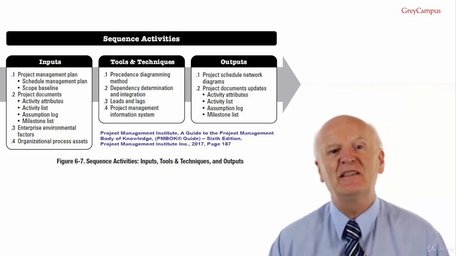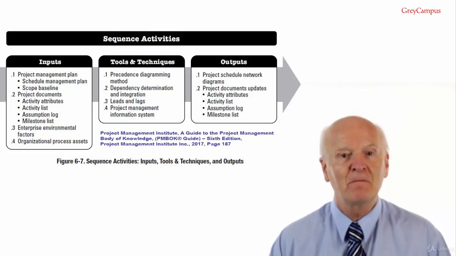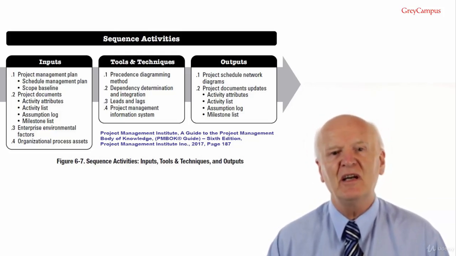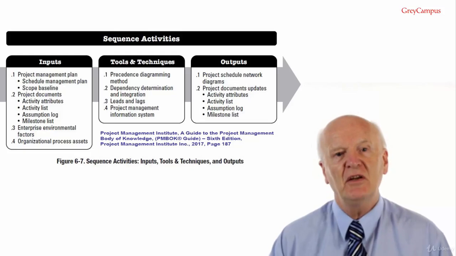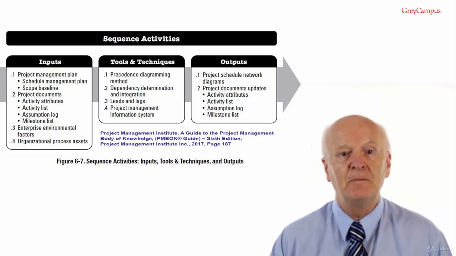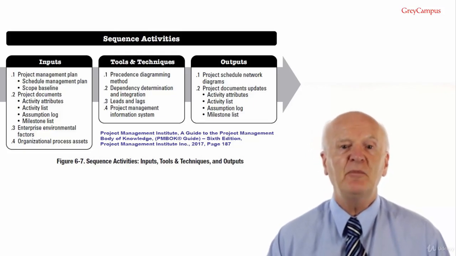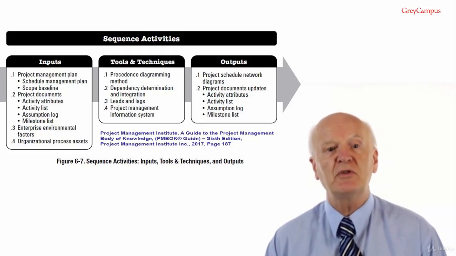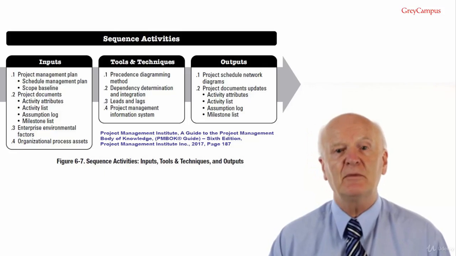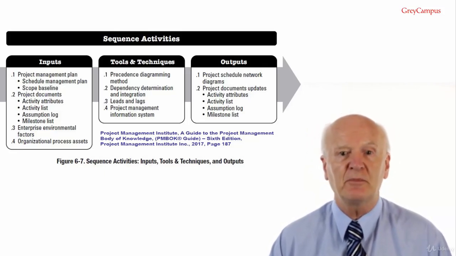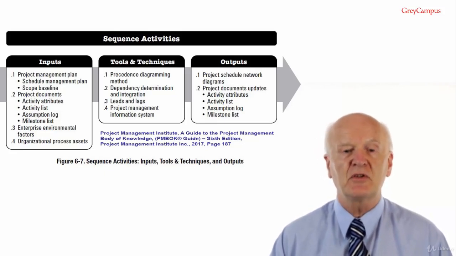Don't worry, we will cover dependencies in a few minutes. Assumption log. Assumptions and constraints recorded in the assumption log may influence the way activities are sequenced and the relationship between activities and the need for leads and lags, and may give rise to individual project risks that may impact the project schedule.